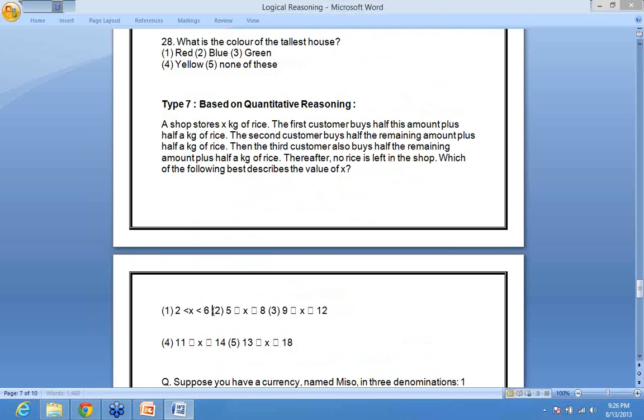All the boxes are greater than or equal to in this question. Vishwanath, please check.